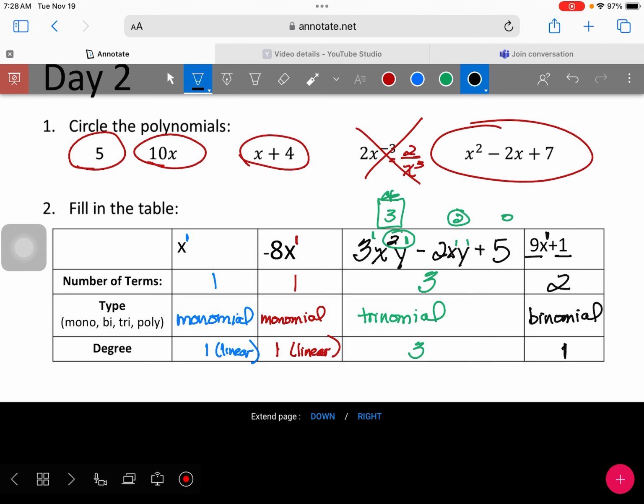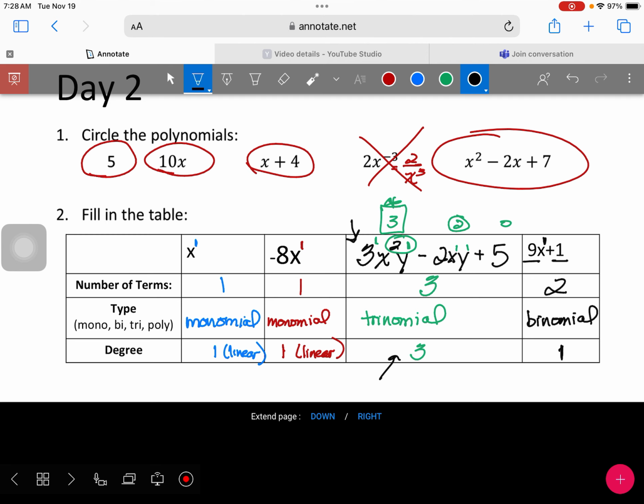All right. Any questions about that? I think the hardest one is finding the degree of the polynomial, especially if it is like a binomial or trinomial. You find the sum of the degrees on the highest sum on any one term.